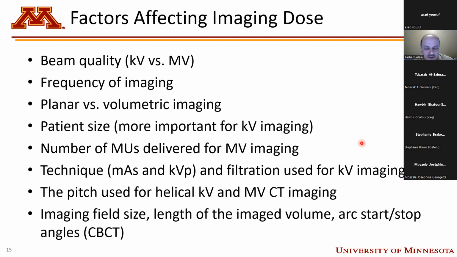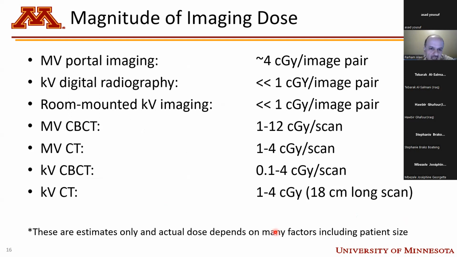If somebody does megavoltage imaging, like the old Siemens units, the number of MUs delivered mattered quite a bit. When you look at kV imaging, the technique used, the current-time product, the kilovoltage, and the filtration all affect the dose. When it comes to helical tomotherapy, like the Radixact, for both kilovoltage and MV, the pitch matters, it affects the dose. And other factors: the imaging field size, how long you image craniocaudally, the arc start angles, and so on, which are CBCT specific.